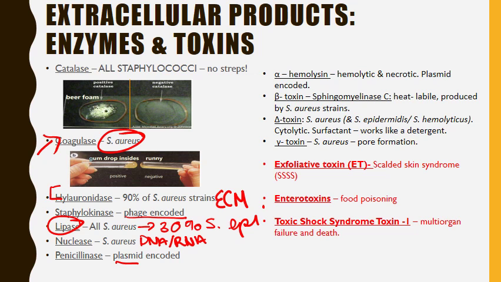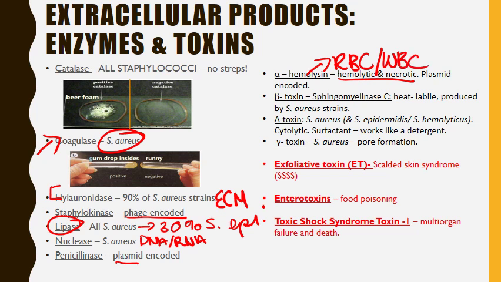On the toxin side, we have alpha hemolysin, or alpha toxin. It's a hemolytic and necrotic toxin. It is typically plasmid encoded, but it can also be on the bacterial chromosome. And the toxin basically disrupts the smooth muscles in blood vessels, and it's toxic to a lot of different cells. Red blood cells, white blood cells. It's an equal opportunity lytic agent.